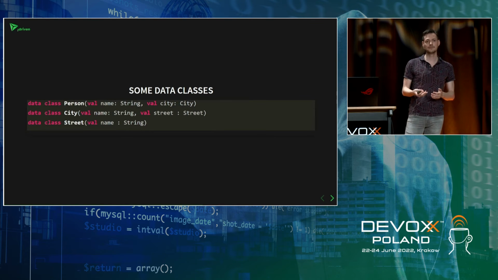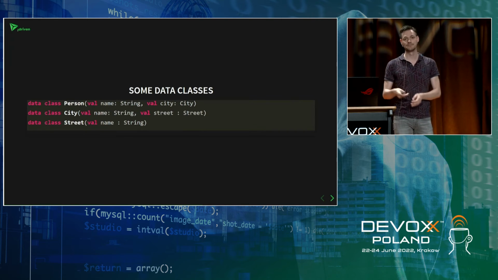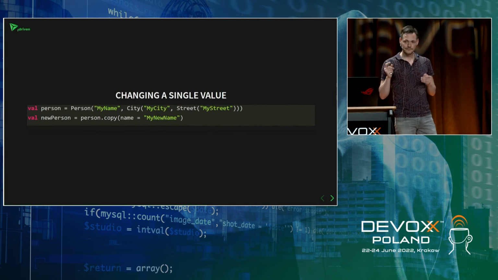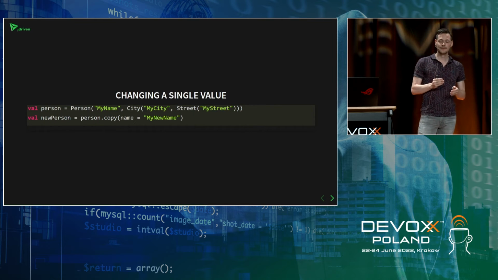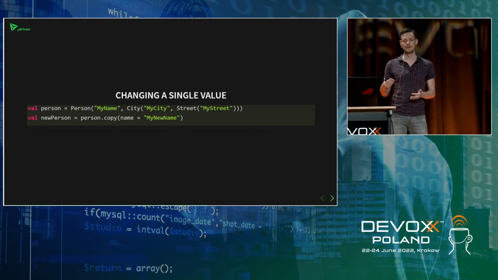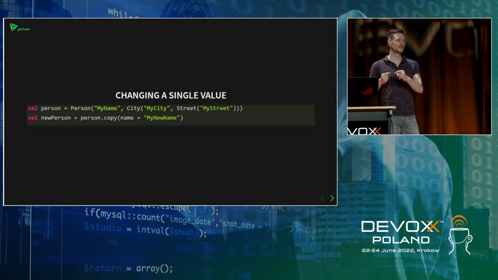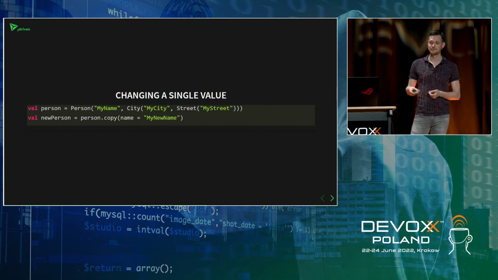We'll create a person, which has a name and a city. We'll create a city, which has a name and a street, which will just have a name. So we can create a person, and if you want to change the person's name, Kotlin's data classes have a copy method where we can basically say, make an exact copy of this object and just change the name in the copy. So it's very easy to change a name in an immutable data structure like this.